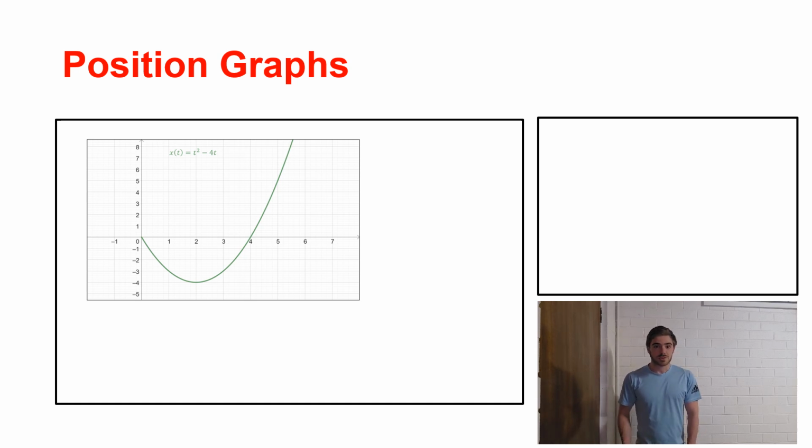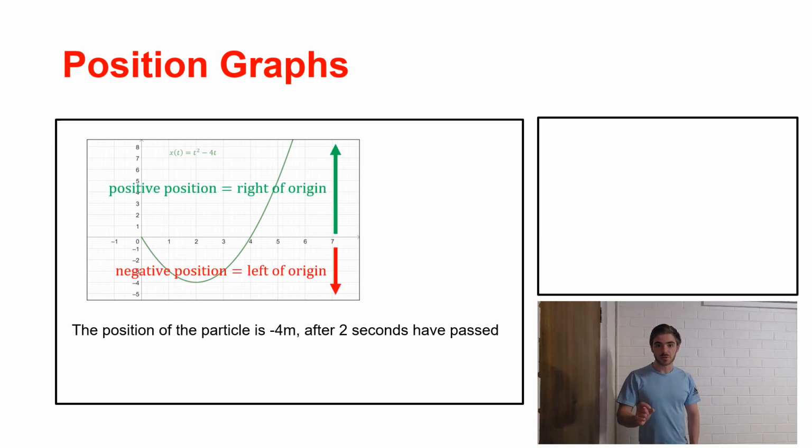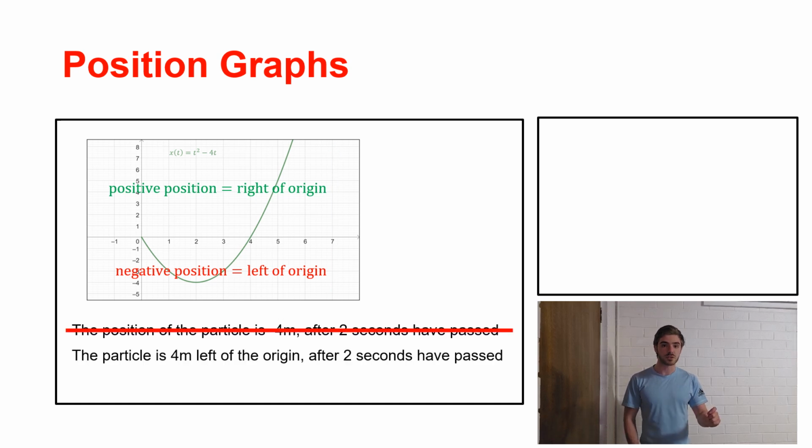For example, if this graph was in terms of meters and seconds, then we could say that after 2 seconds have passed, the particle has gone 4 meters away from the origin. More specifically, when it comes to position, we tend to express position as if it were left or right of the origin, where positive position values are right of the origin and negative position values are left of the origin. So the most accurate way of describing this situation is to say that the particle has moved 4 meters to the left of the origin.